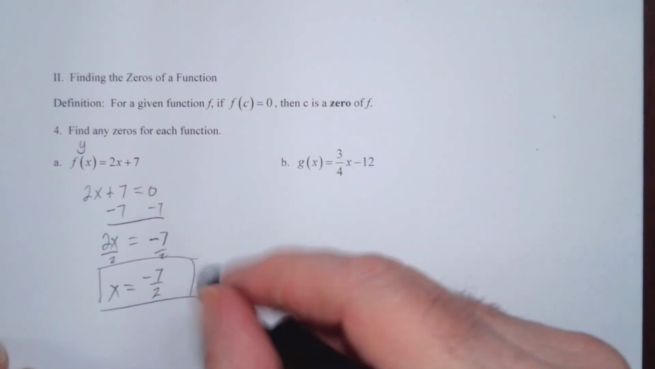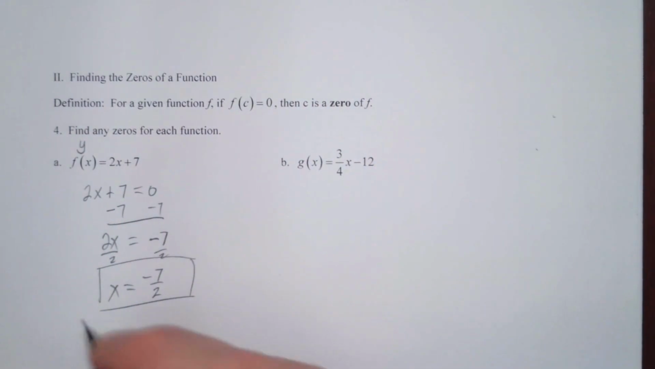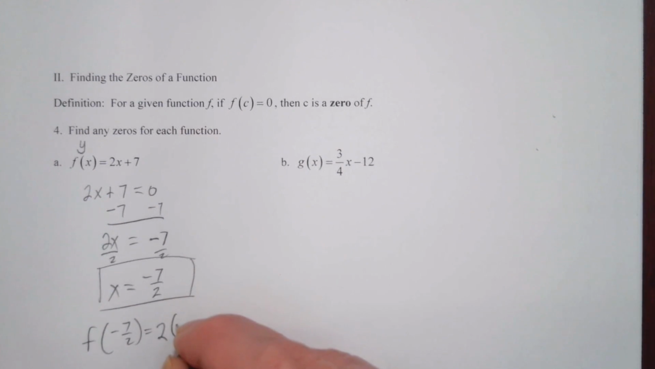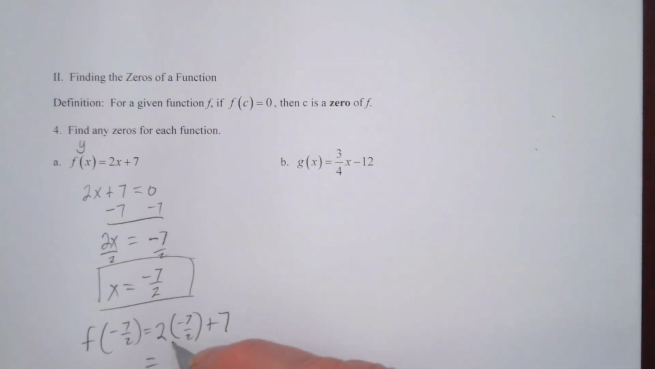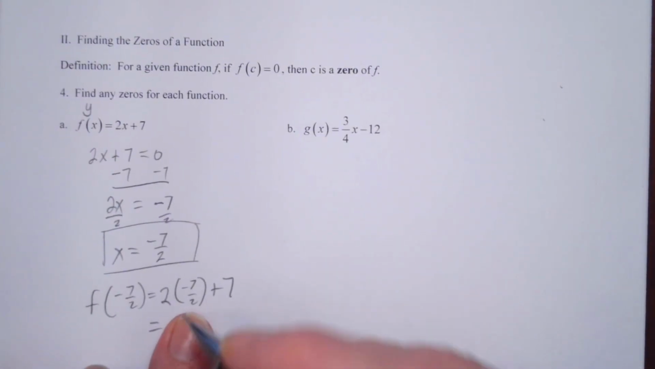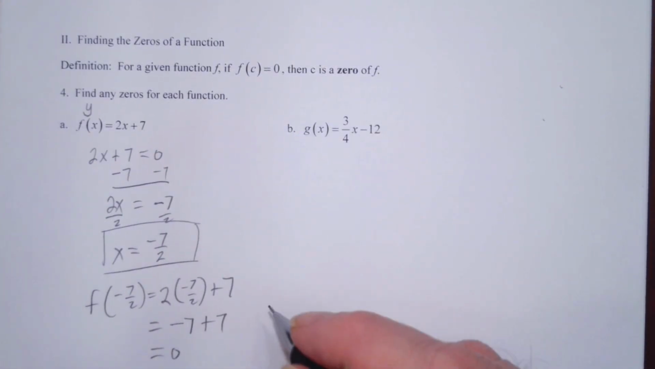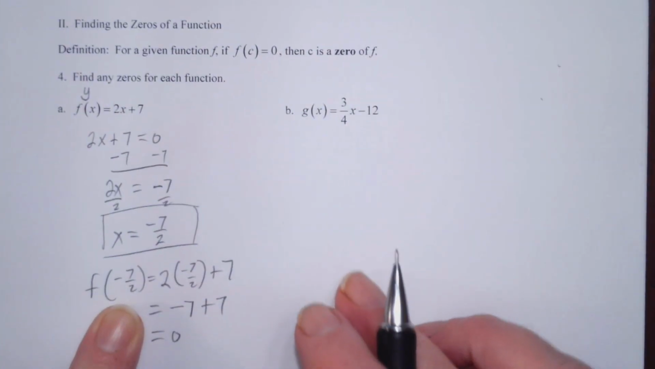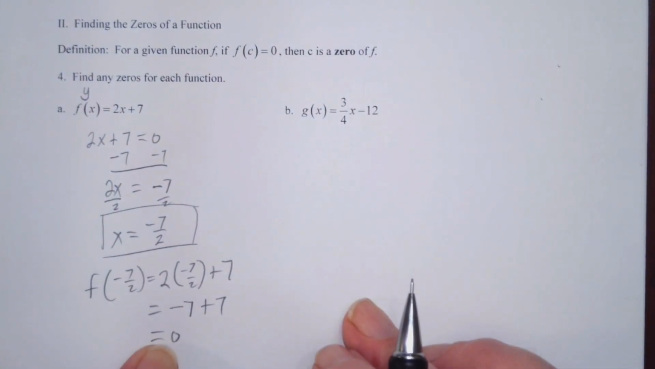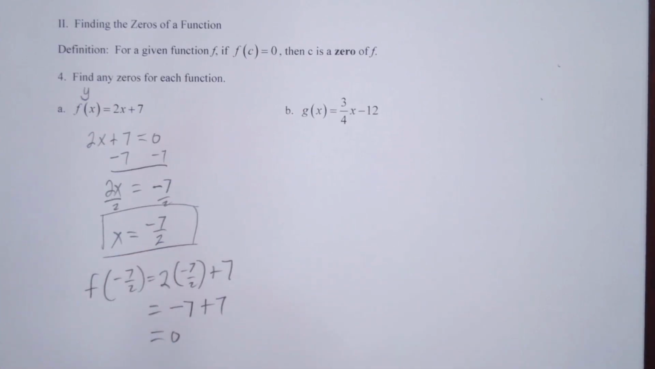So what does that mean? Well, you could always plug it in. F of negative 7 halves equals 2 times negative 7 halves plus 7. Well, 2 times negative 7 halves is actually negative 7 plus 7, and notice you do get 0. So this is an input value that causes your output to be 0, and that's why we call this value, negative 7 halves, a 0 of the function. When you plug it in, it causes the function to equal 0. All right, so you might want to try B and then watch the video.